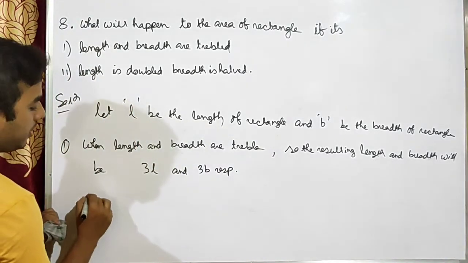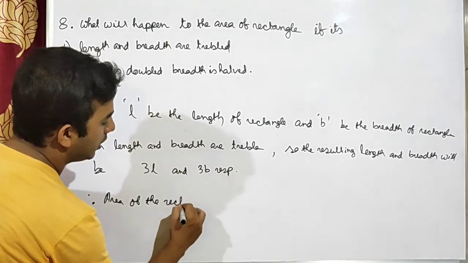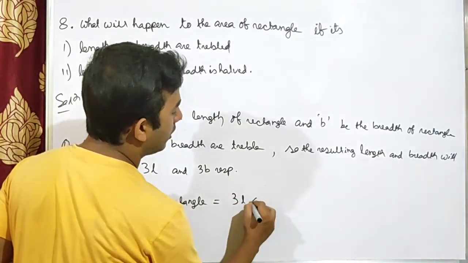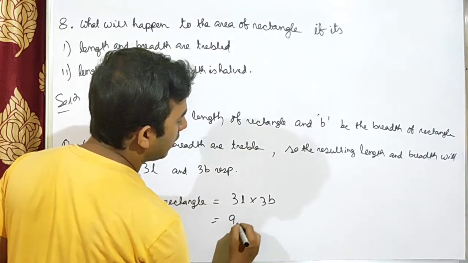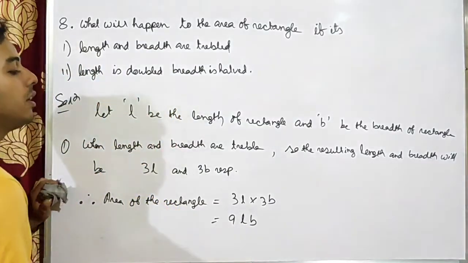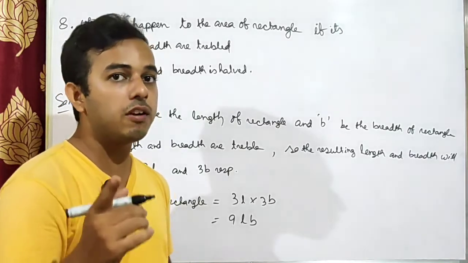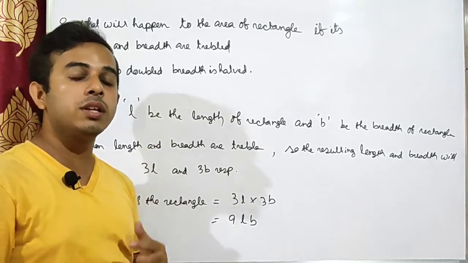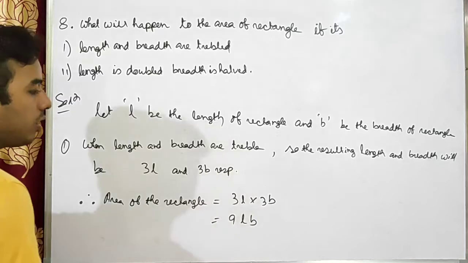Therefore the area of the rectangle will be equal to what? 3L into 3B, isn't it? So 3 into 3 is 9. 9LB, isn't it? So LB is length into breadth, which is the area of the rectangle, right? So 9LB means the area of the rectangle will increase how many times? 9 times. Clear?